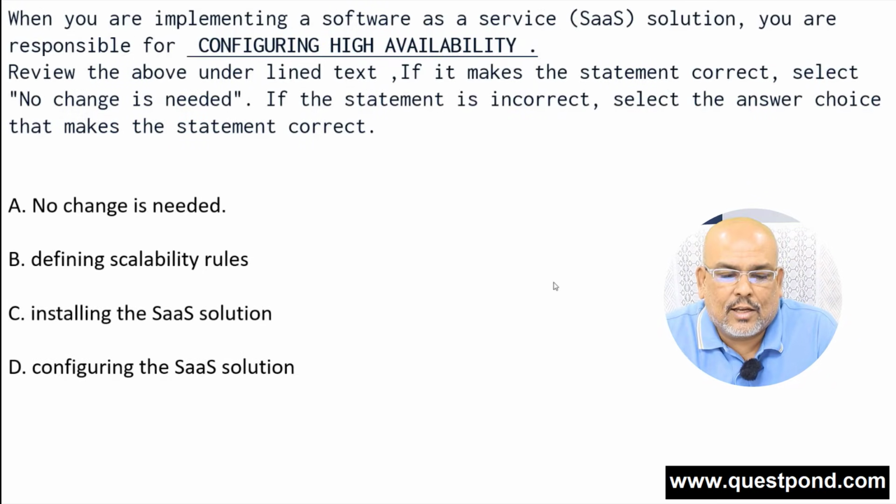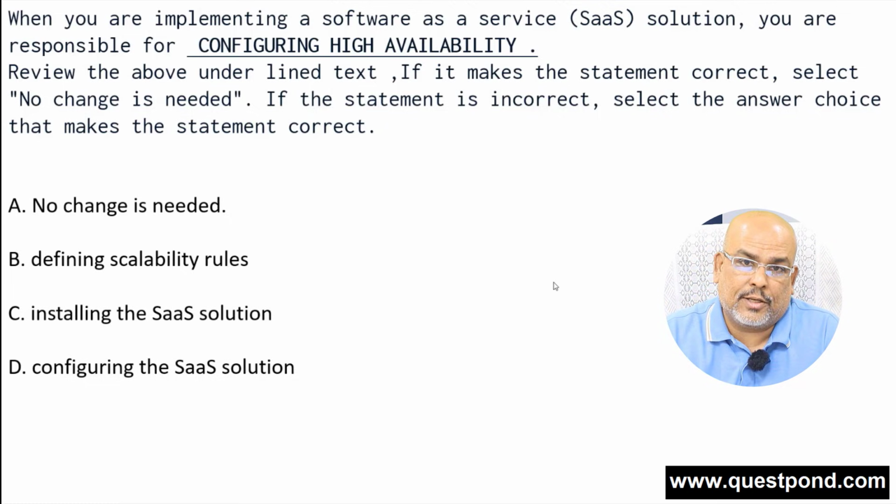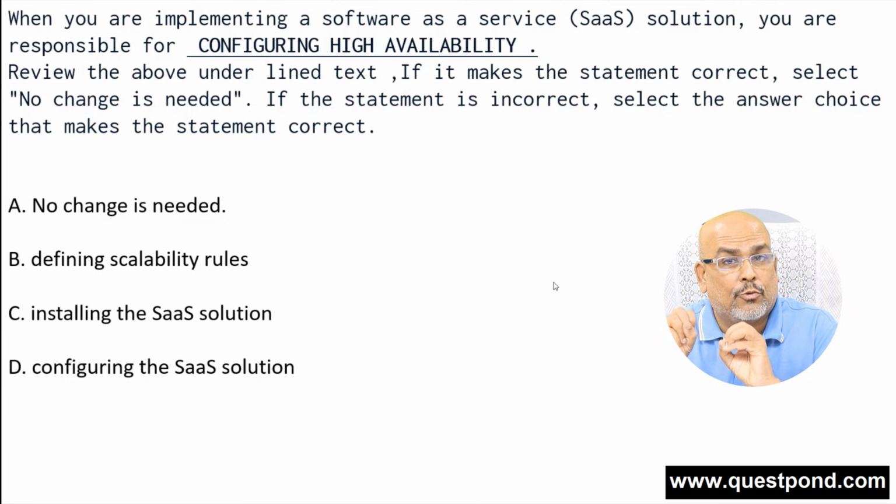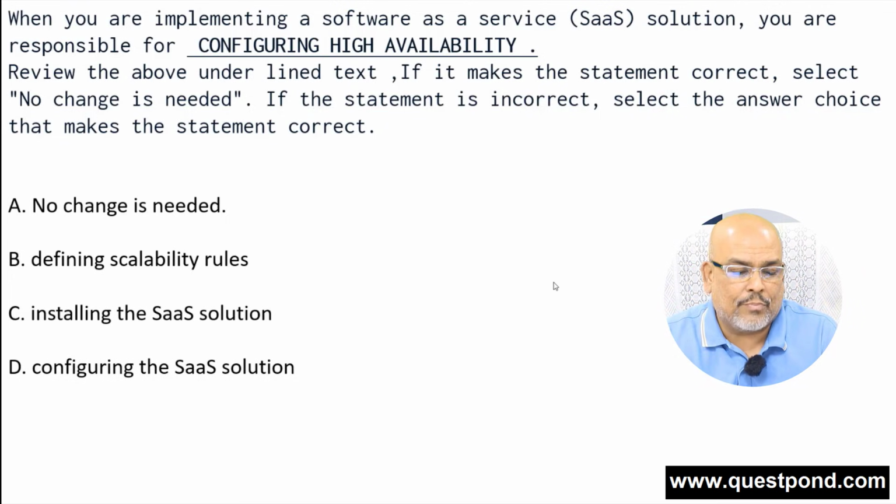Question number 6. This question is around high availability. Remember our chapter: high availability, disaster recovery, fault tolerance, scalability, elasticity. I showed a demo, the server went up, then the server went down. Remember that, the last lab. So, when you're implementing software as a service, you are responsible for configuring high availability. From the below, if the statement is incorrect, select the answer choice that makes the statement correct. So in other words, from A, B, C, D, select a correct statement.